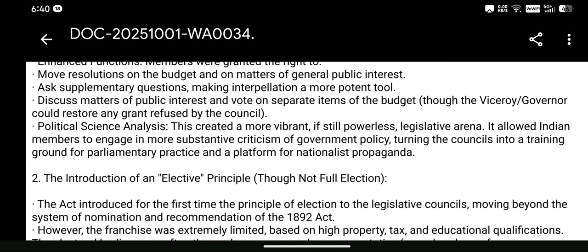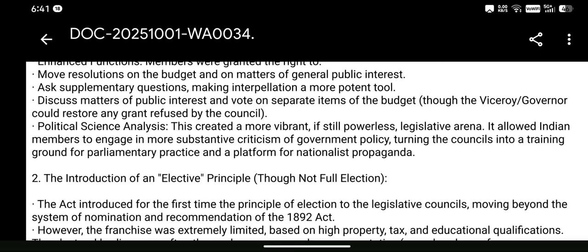Political science analysis. This created a more vibrant, if still powerless, legislative arena. It allowed Indian members to engage in more substantive criticism of government policy, turning the councils into a training ground for parliamentary practice and a platform for Indian nationalist propaganda.